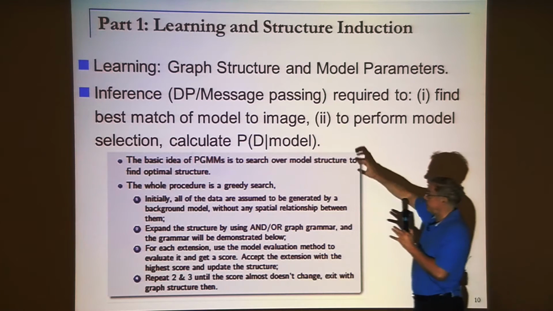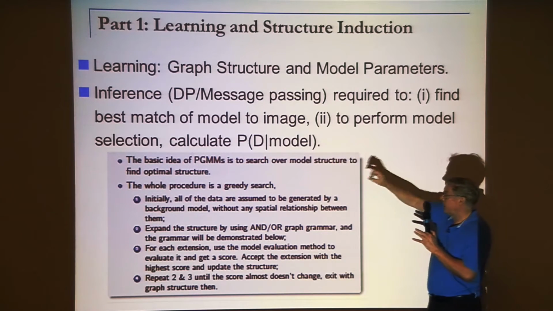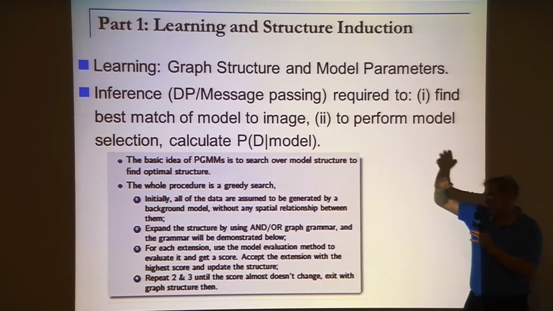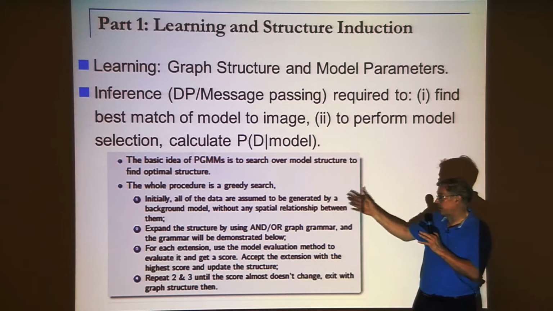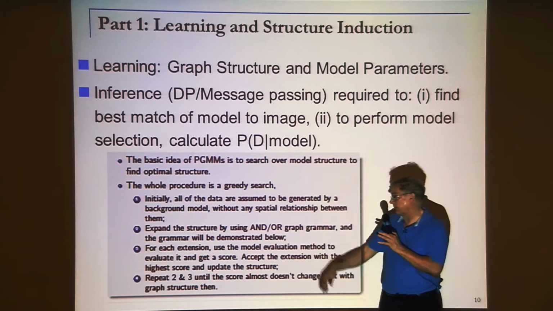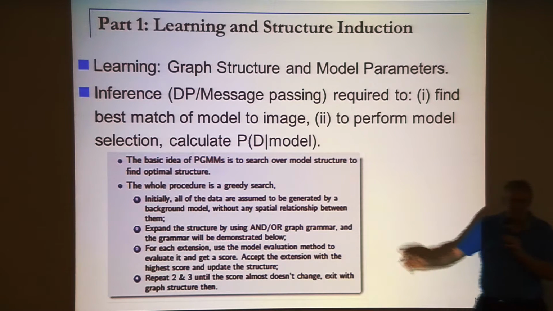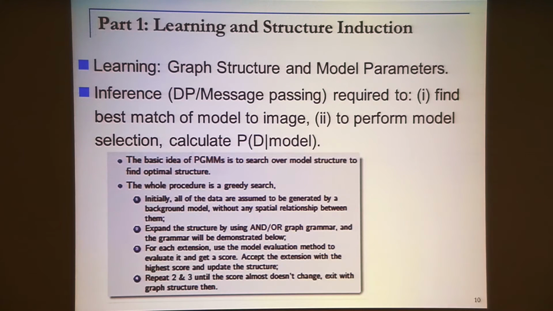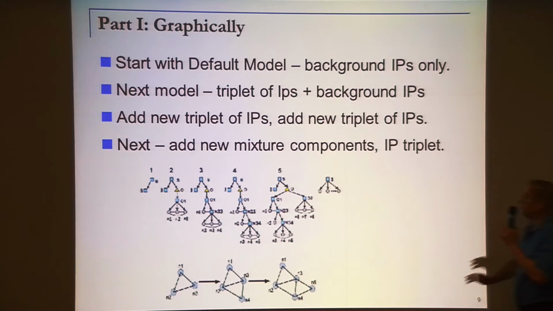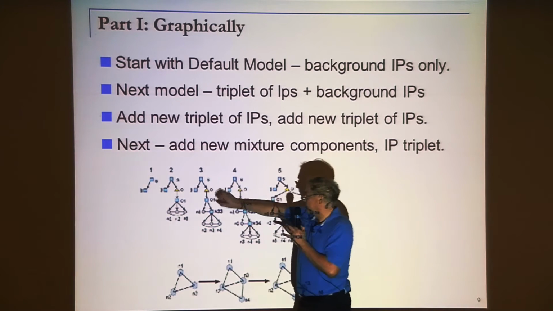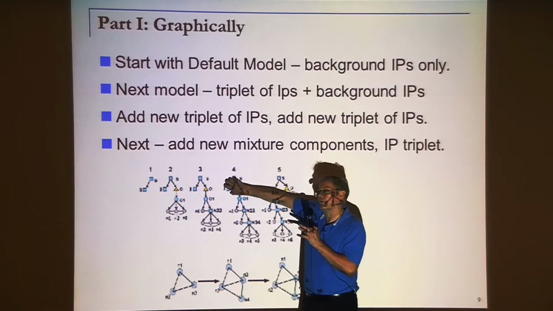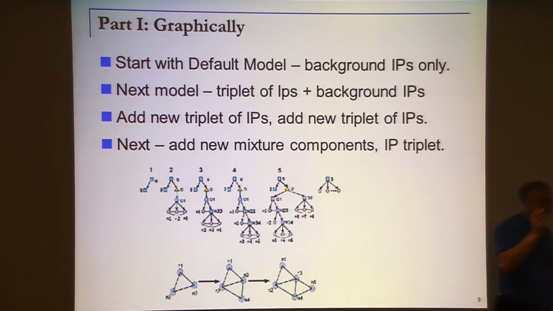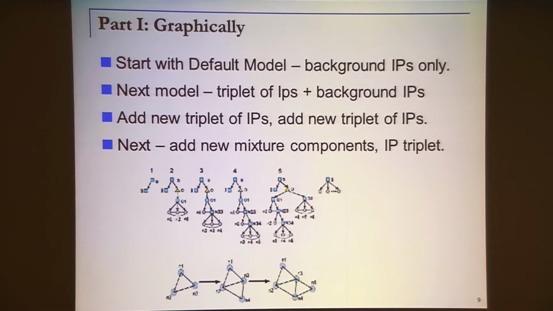It's greedy in the sense that we keep one model at each time and then just grow that model. Here, initially, all the data is assumed to be generated by a background thing without any spatial relationships. Expand the structure by using and/or graph grammars, which is just these sets of rules. Once I've got here, I've got the option for adding another triplet on here, or I've got the option for creating a new model here. And those are just a set of rules that we allowed. You could do that for other classes of rules.